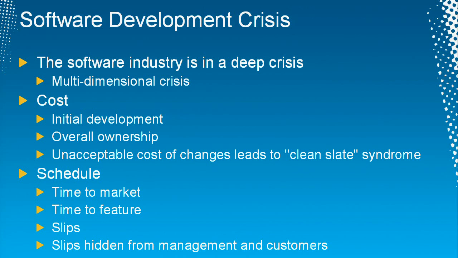And unfortunately, we have to start with some bad news. And unfortunately, it's not even news. I mean, it's bad, but it's not bad news. The industry we're in, the software development industry, is in a deep crisis. And what makes this crisis so acute is that it's multidimensional. Virtually every aspect of software development is broken.